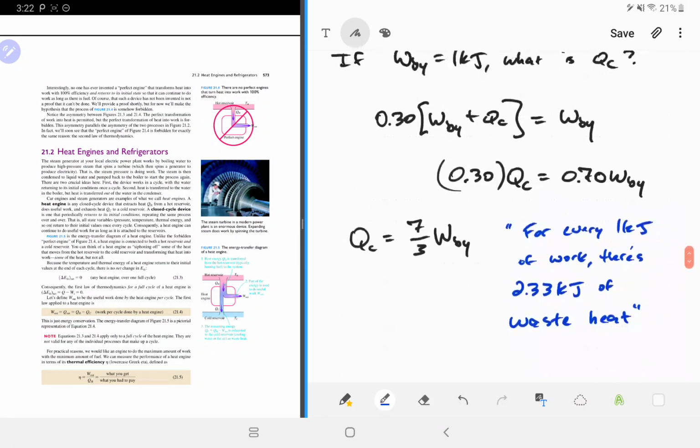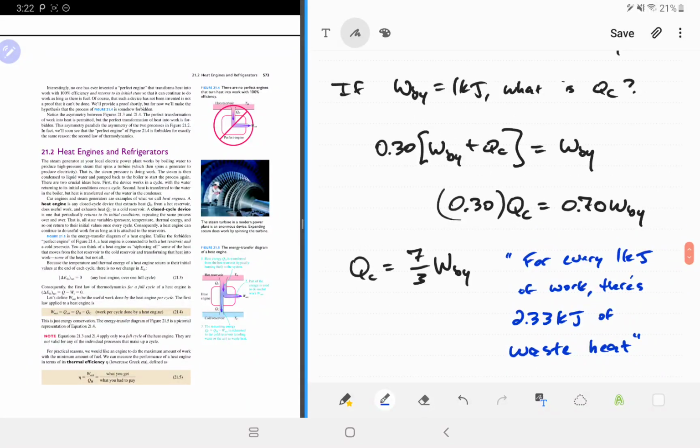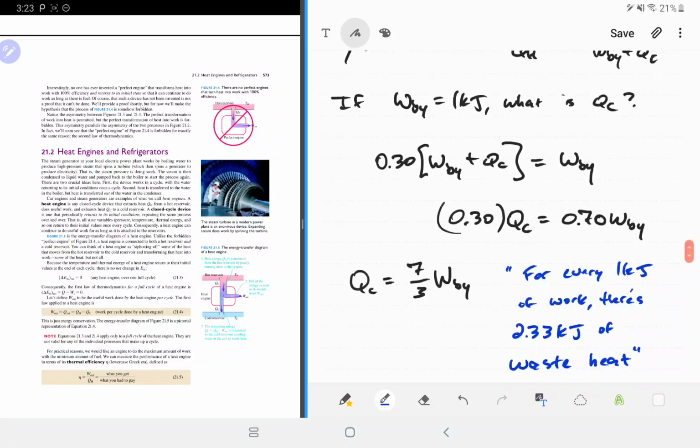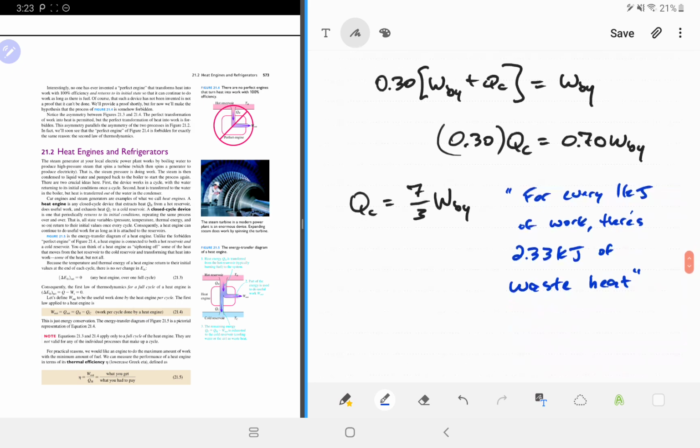Yeah, so remember the 30% has to do with, another way of saying what that 30% means is, for every 1 kilojoule taken out of the high temperature reservoir, only 30% of it goes to work. The other 70% goes to waste heat. So that's why it's this fraction 7/3. It has to do with 70% waste heat, 30% work. Okay.